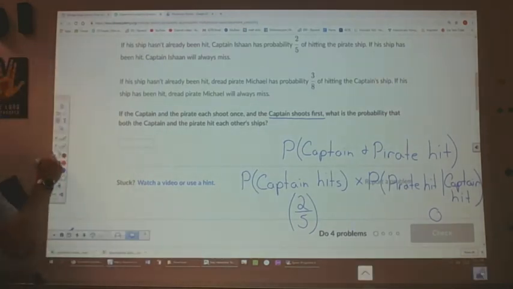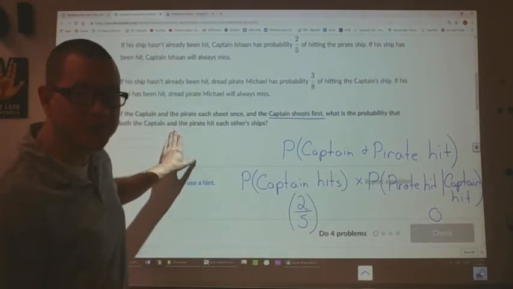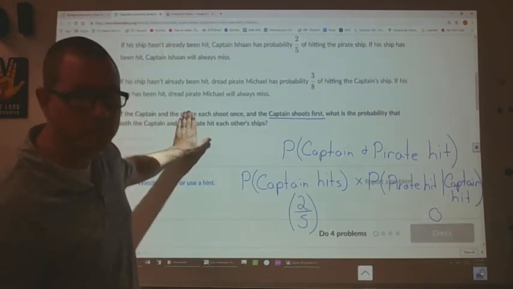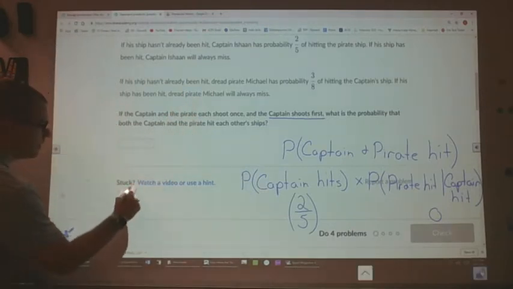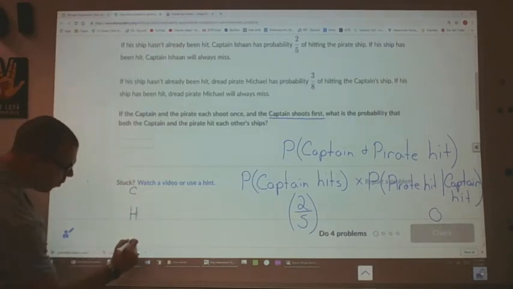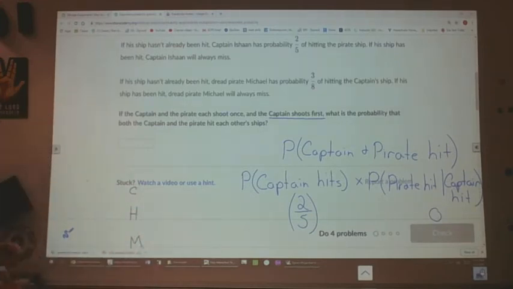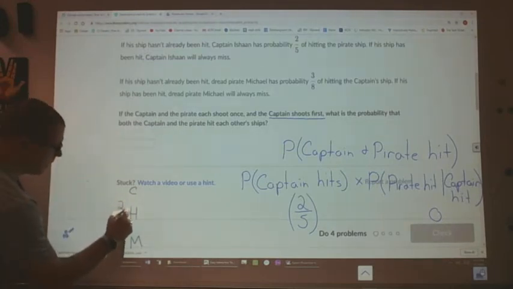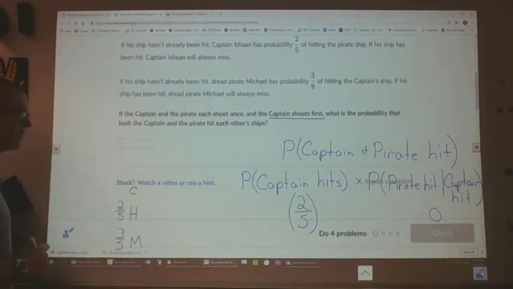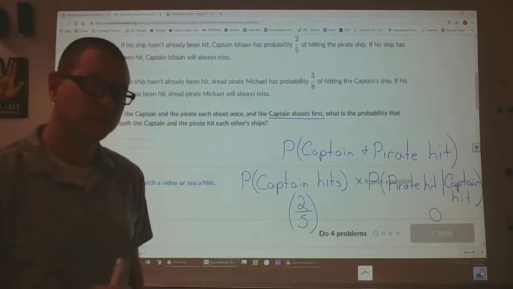But here's how I would diagram this out. Start out with the first event. The captain fires his shot. He's either going to hit or miss. So the captain either hits or misses. He has a 2/5 chance of hitting, which means he has a 3/5 chance of missing. 3 out of 5 times he's going to miss.